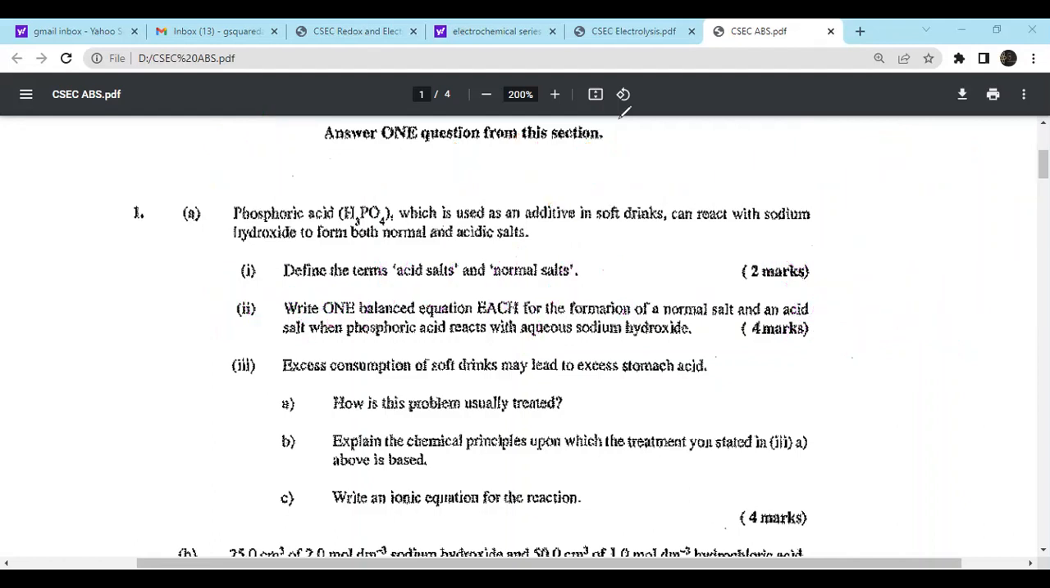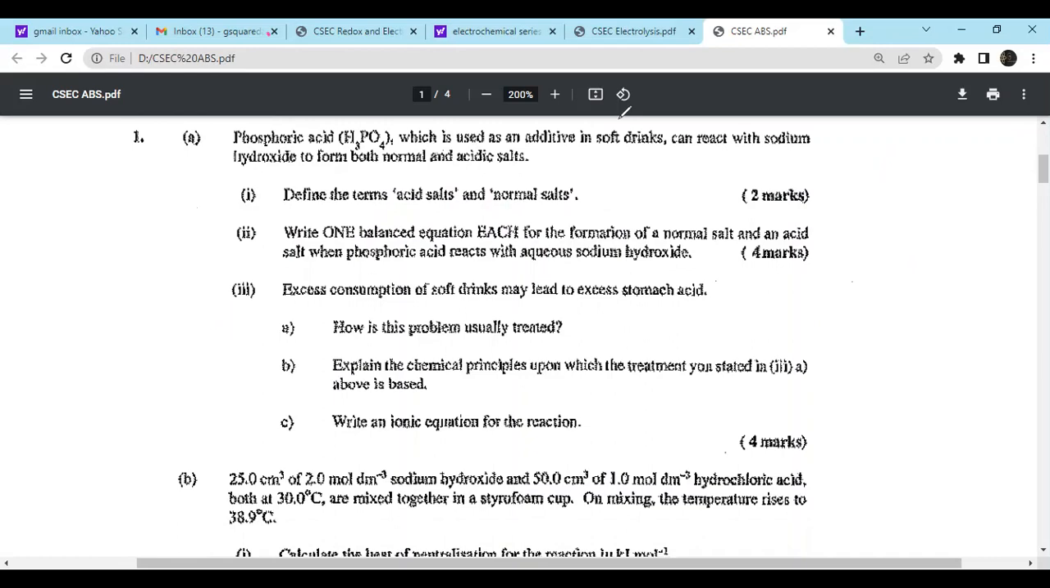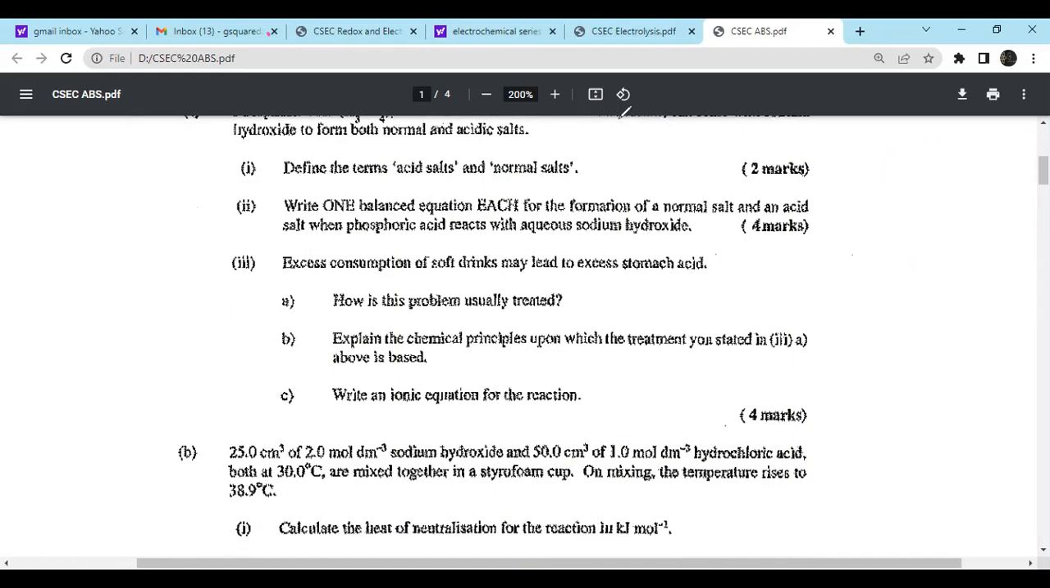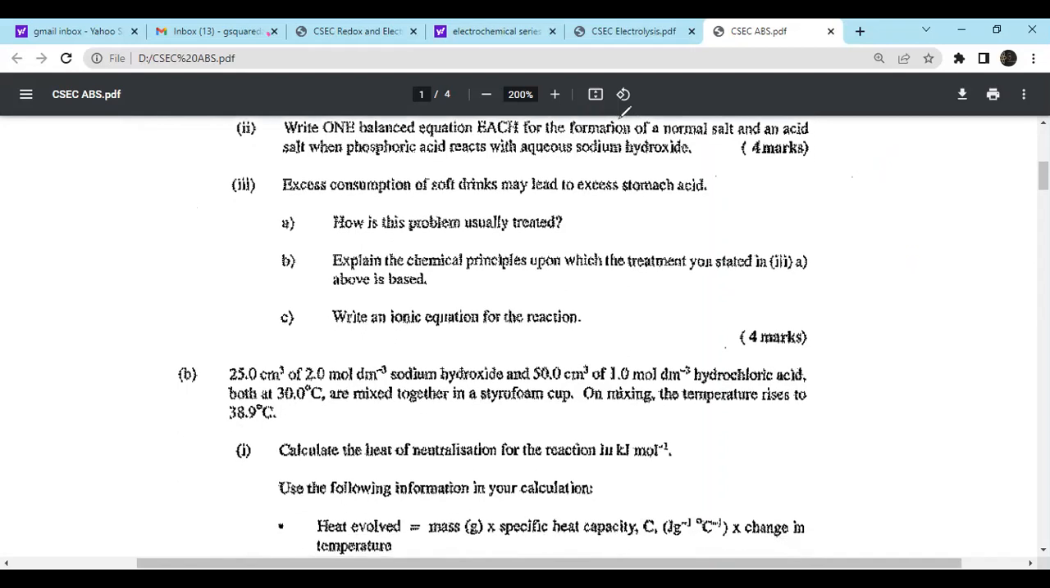So, excess consumption of soft drinks may lead to excess stomach acid. How is the problem usually treated? How do people treat excess stomach acid? They take antacids, right? Things which fight against the acid. Explain the chemical principles upon which the treatment is based. So basically, when you take an antacid, it contains something like sodium hydrogen carbonate. That is why it bubbles. I don't know if you guys know about that. And so when you drink that, it neutralizes the acid in the stomach.